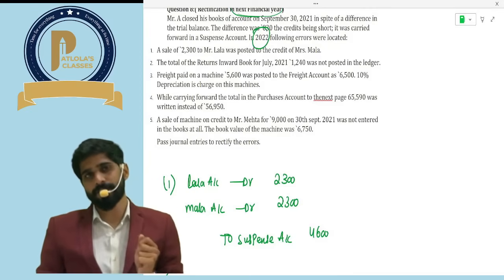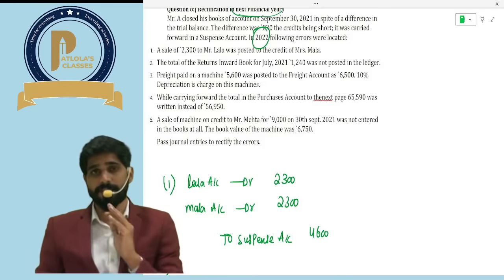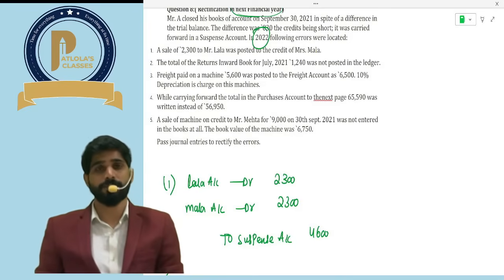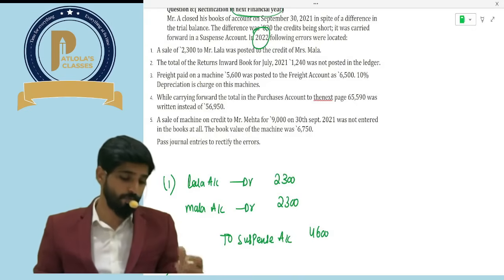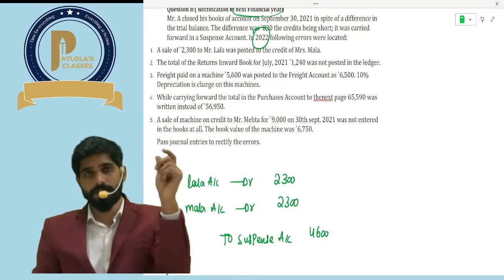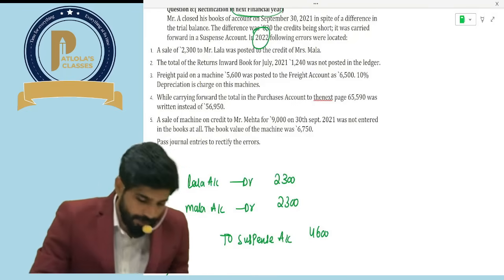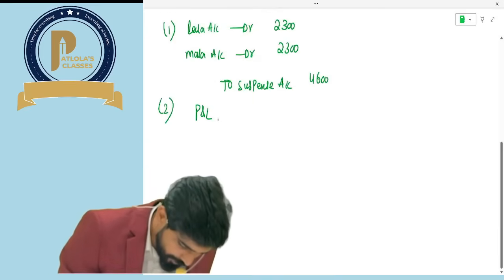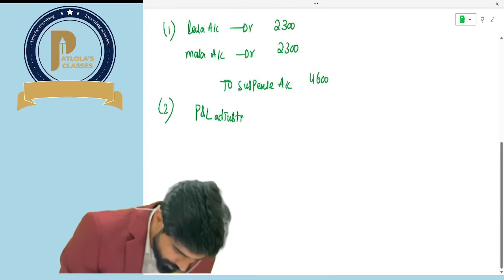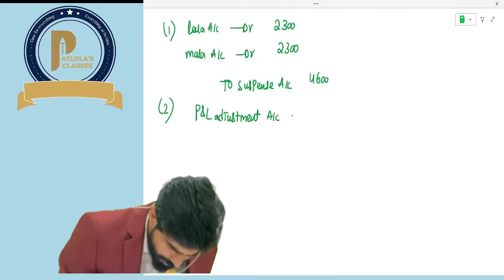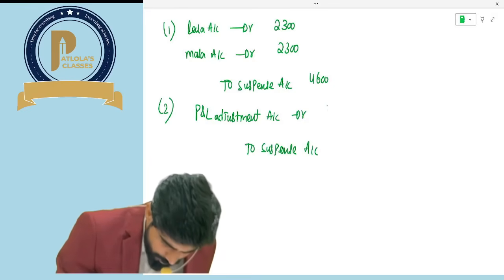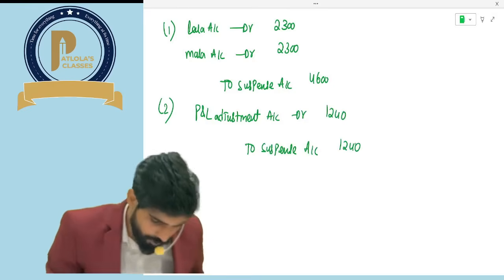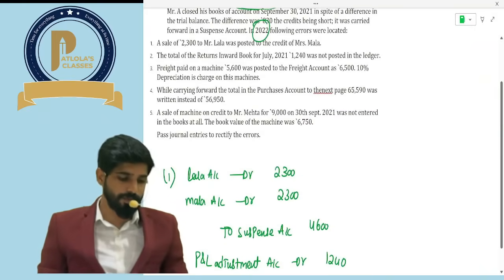Now that we are rectifying the error, suspense should be cancelled by crediting, and we need to debit return inwards. But guys, we are not going to use the word return inwards, we are going to use the word P&L adjustment. So what will be the entry? Actually the entry was return inwards account debit to suspense, but in place of return inwards we are going to write P&L adjustment account debit to suspense account. How much? 1240. Okay, wonderful.